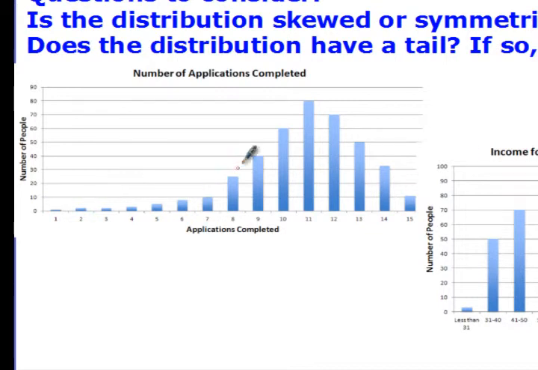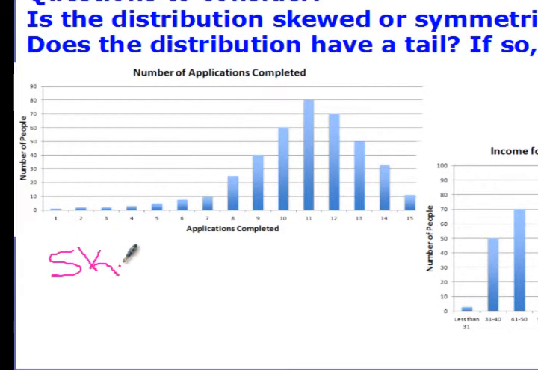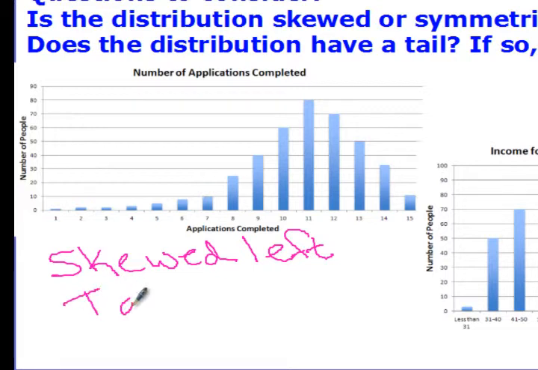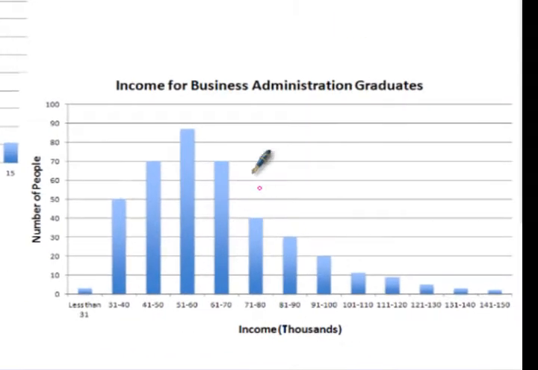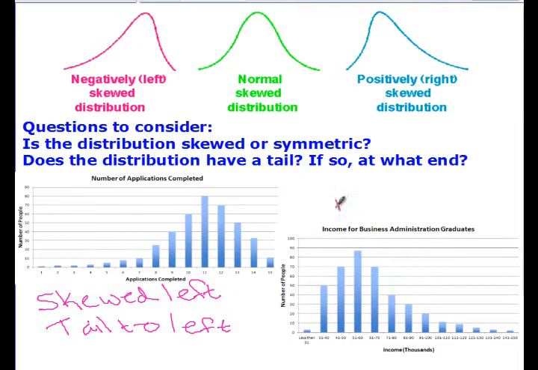So if we look at these 2 histograms, okay, this one is negatively skewed or skewed to the left because the tail is over here. So this is skewed left, so it's tail to the left. All right, so if we look at this one, this is skewed right or positively skewed. And it has a tail to the right.